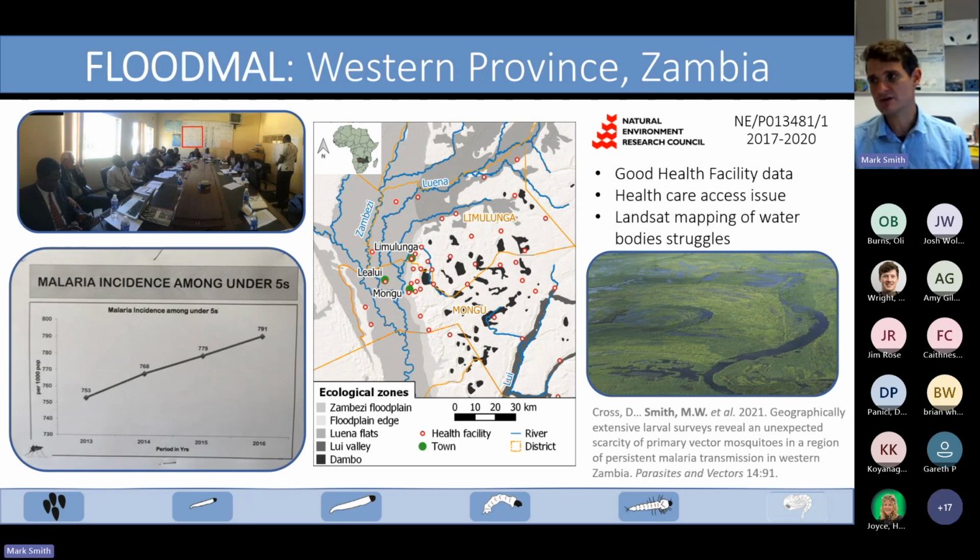Two issues arose. The first was trying to use remote sensing to get an idea of where was wet and when. Landsat wasn't good enough because there was so much vegetated water and it couldn't detect that. And the second thing is healthcare access. When we came to talk about these malaria trends, they said it's our second biggest problem, with the biggest problem being access to healthcare being cut off during the wet season and understanding when that's going to happen. So we integrated that into the project, as you'll see.